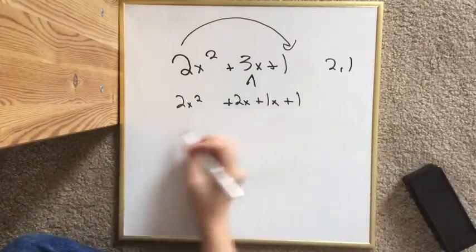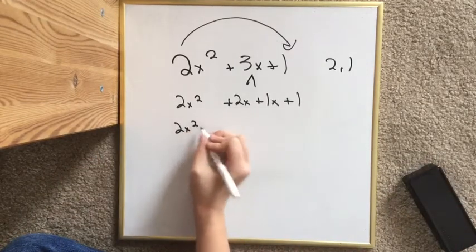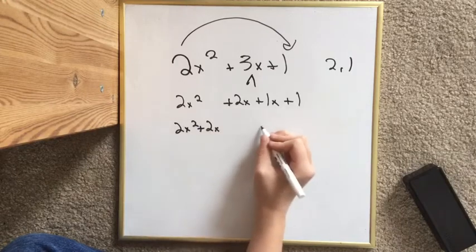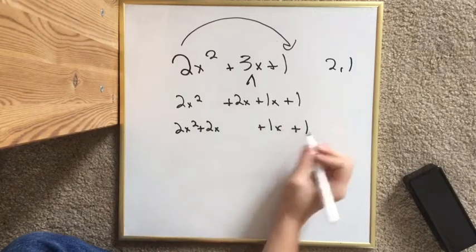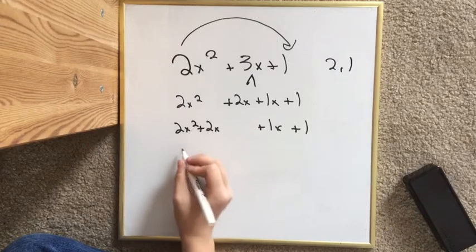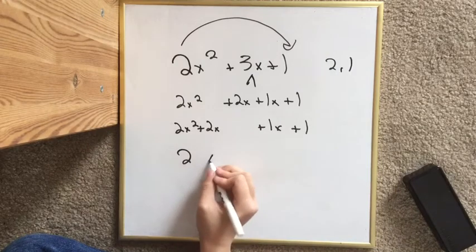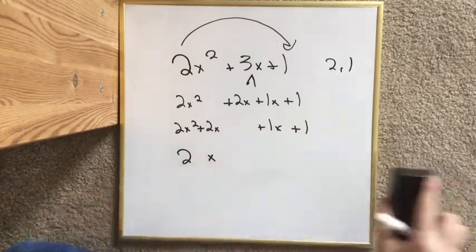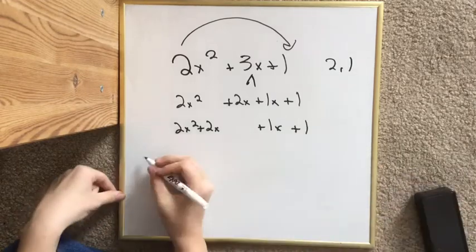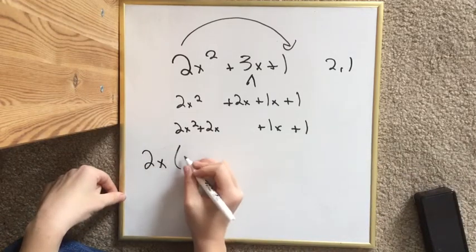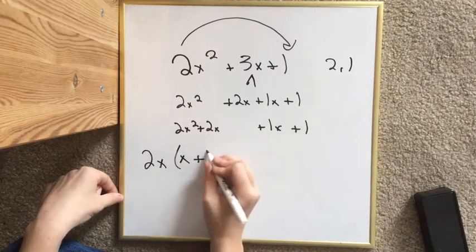So I'm just going to rewrite them so that they're closer together, so it's easier for you guys to see what I'm doing here. 2x squared plus 2x are similar, plus 1x and plus 1 are similar. What goes out of this? A 2 and an x. Do not forget that the x can divide out, or else your equation will be wrong. Okay, 2x times, what do we got left? X plus 1.